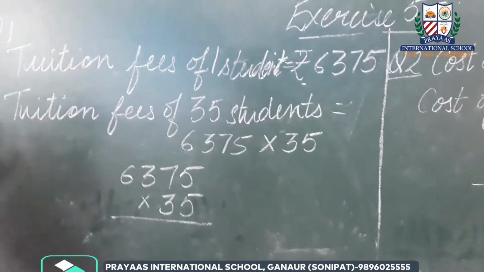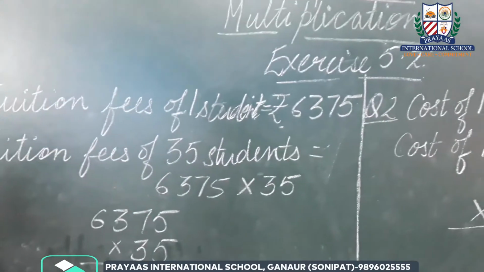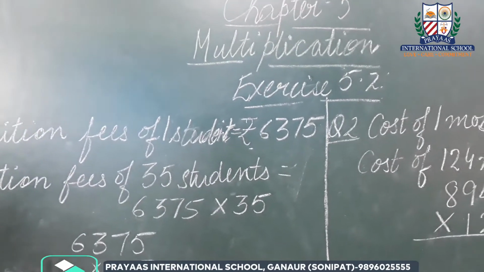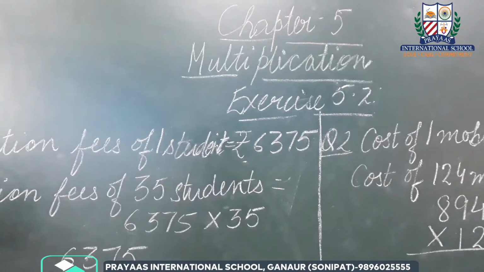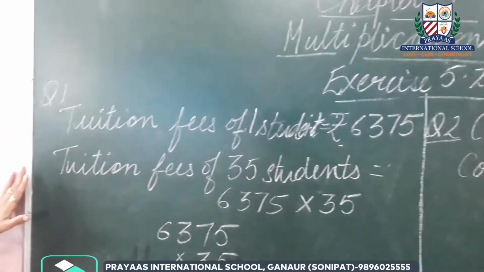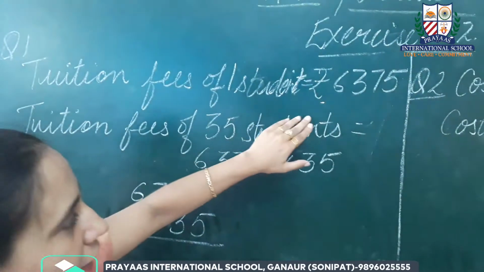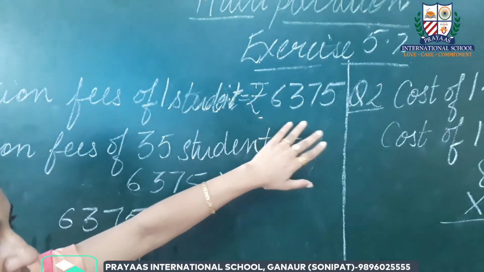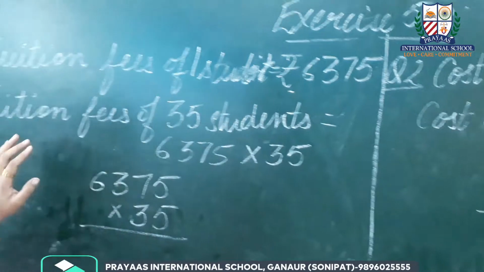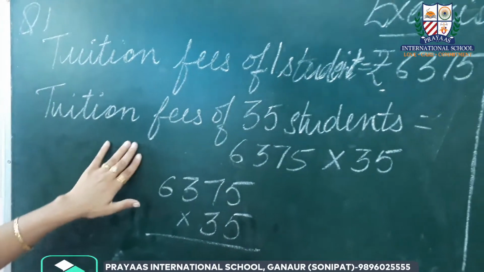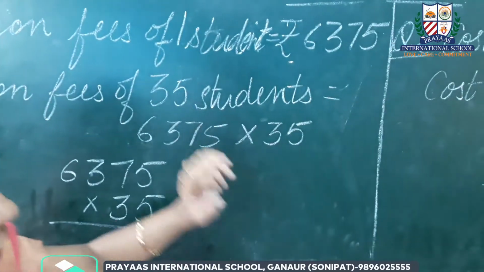Good morning students. Now already we have discussed the multiplication and its rules. Now we will start the problems on multiplication. First question, they have given the tuition fees of one student is rupees 6375, and they have asked what will be the tuition fees of 35 students.